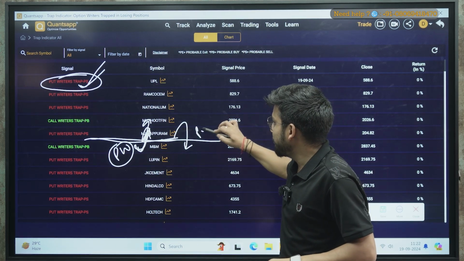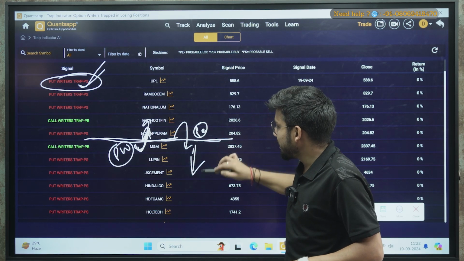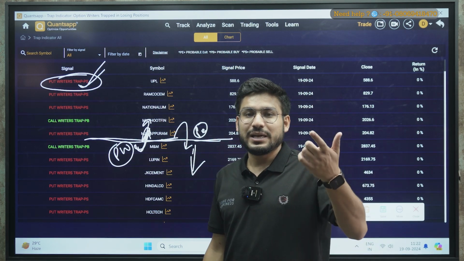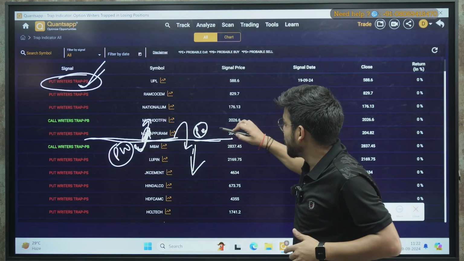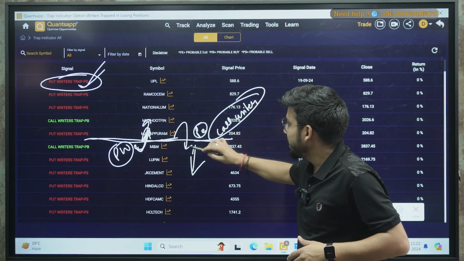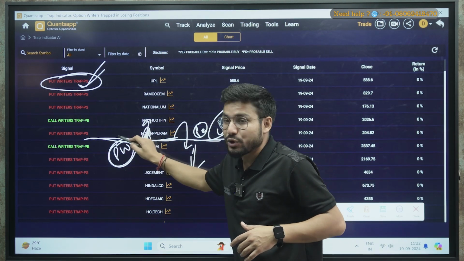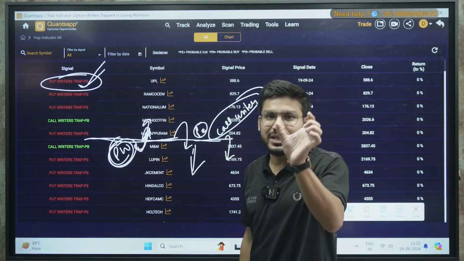How can we trade here? From this strike price we can buy a put, so that when the market goes down, we will be in profit. Or, if you are a seller, you can do call writing at this level. If the put writers are getting trapped, you can do call writing at this strike price or at this level.